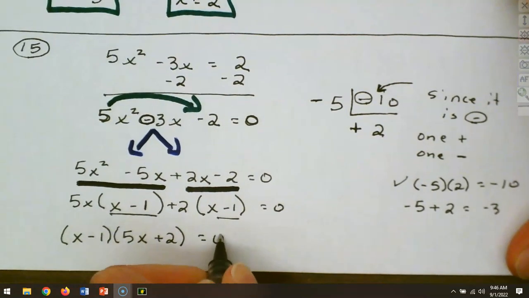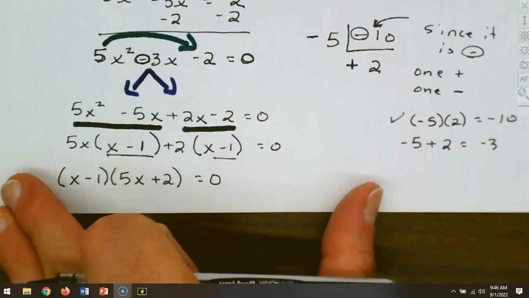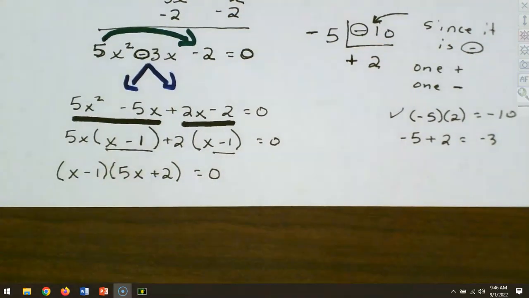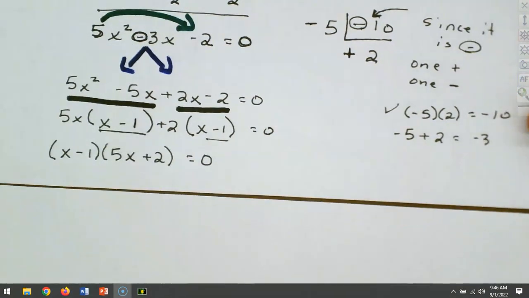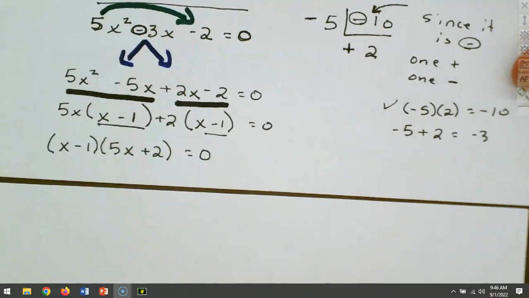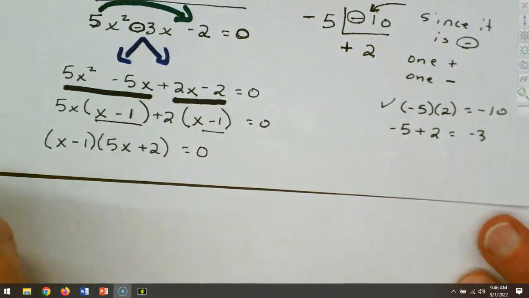And that still equals 0. Now we've got it, and now it looks like what we just did a moment ago. We got our factors. Right? It's already set to 0. Now we do our last step, which is set each part to 0 and finish it. So now we're going to set each piece to 0.